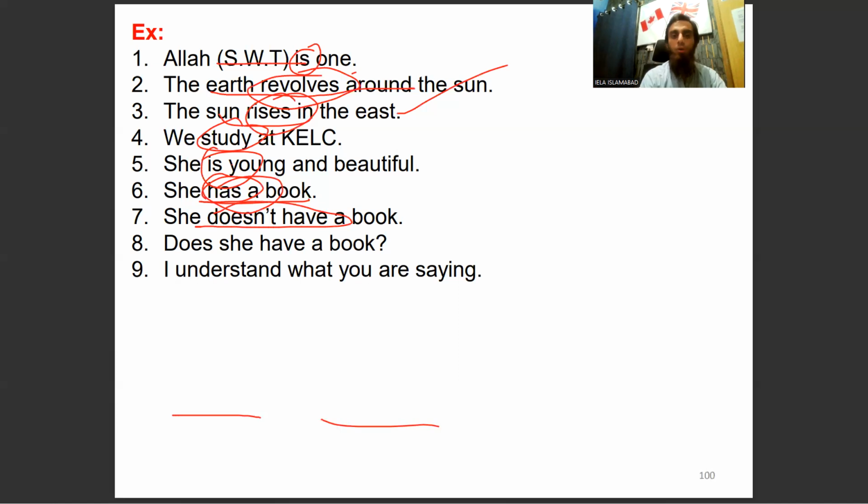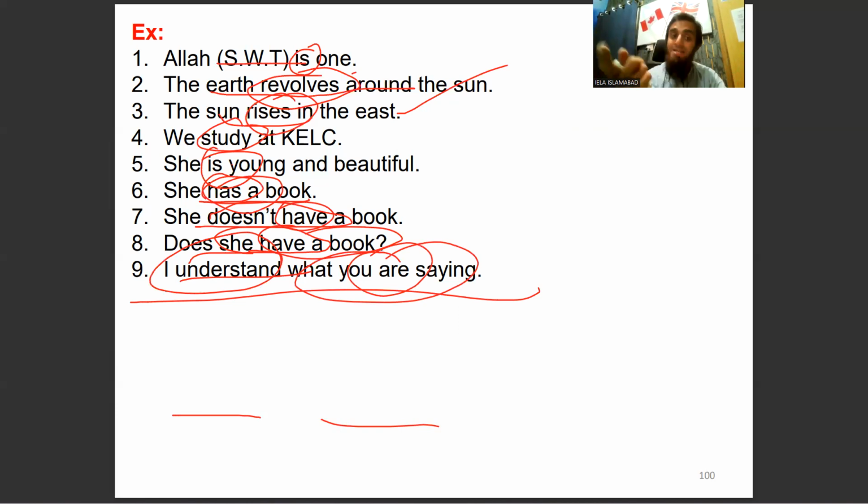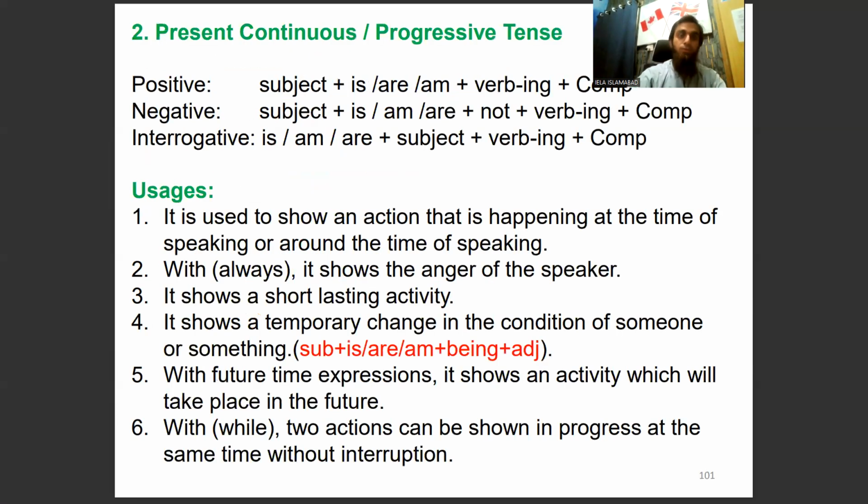She doesn't have a book, stative verb. Does she have a book? Interrogative and present simple time period. I understand what you are saying. Now, I understand is present simple. What you are saying is not present simple, rather it is present continuous. Okay. So did you understand present simple tense or not?